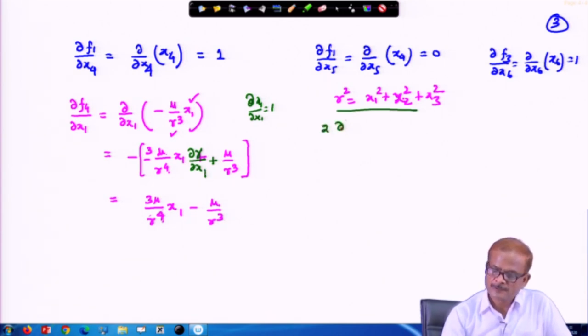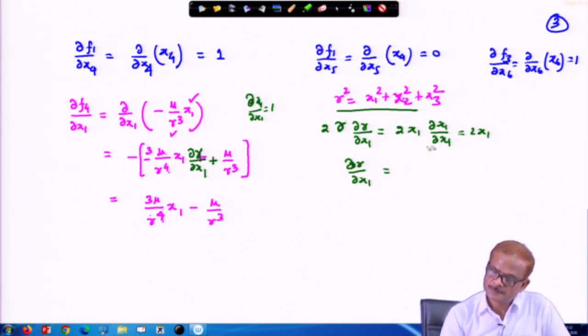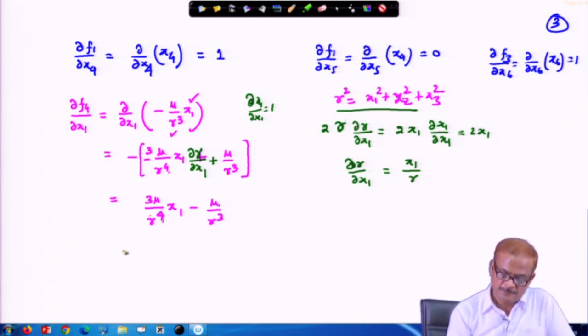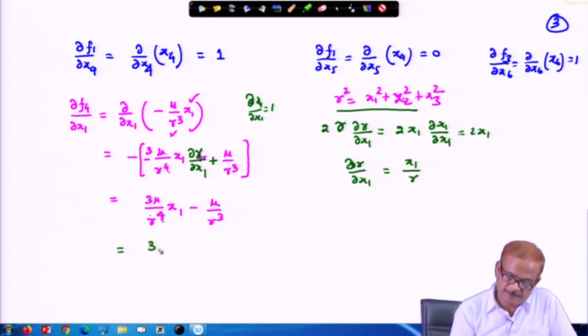So, 2r ∂r/∂x1 will be equal to 2 x1 ∂x1/∂x1. So, this is 2x1 and therefore ∂r/∂x1 gets reduced to x1 by r.